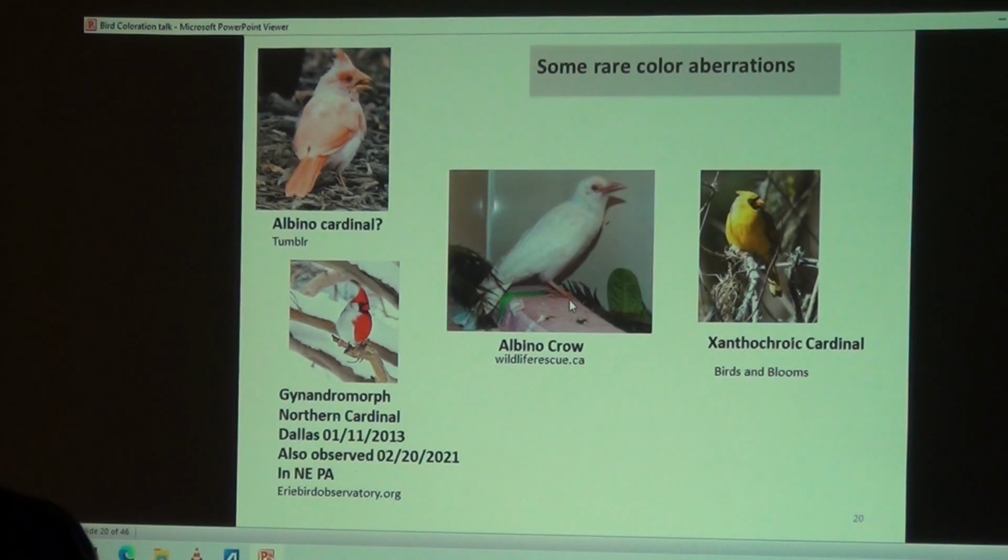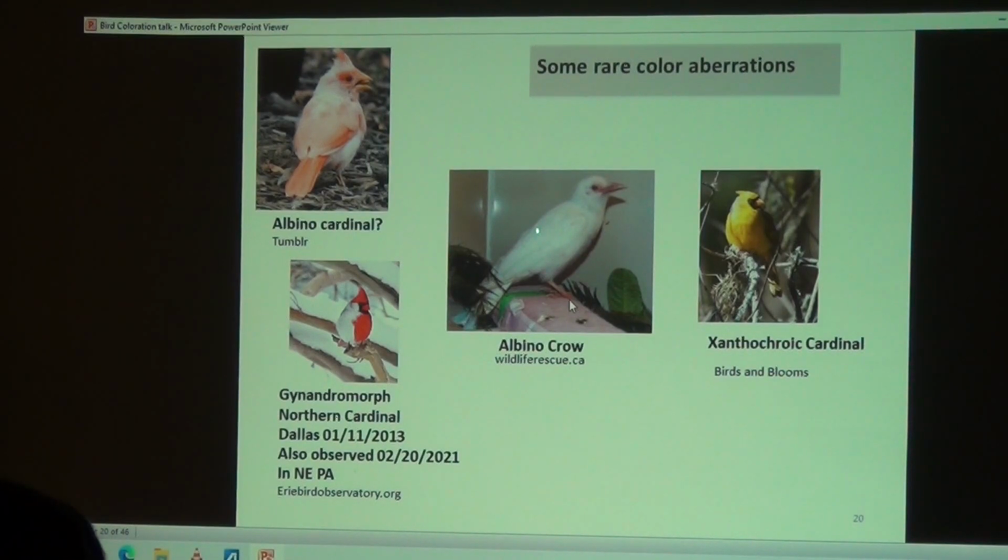Some rare color aberrations. Now I have a question for those of you in the audience. Is this an albino cardinal or is it a leucistic cardinal? Think again. It's an albino because albinism only affects melanin. So it still has the red pigment, and you can tell for sure that it's an albino because of its red eye. A leucistic bird will not have a red eye. Also, its beak and legs are pink because of the lack of melanin.